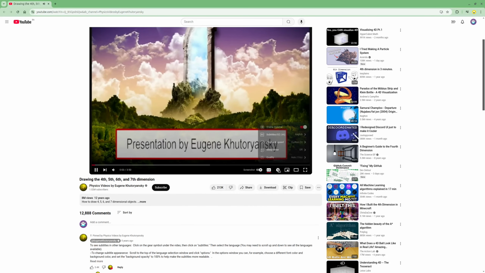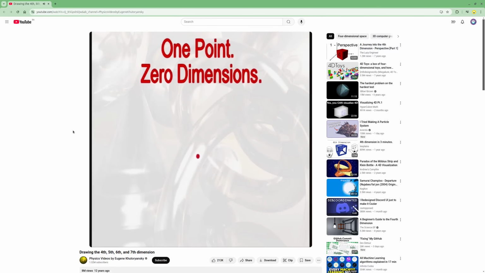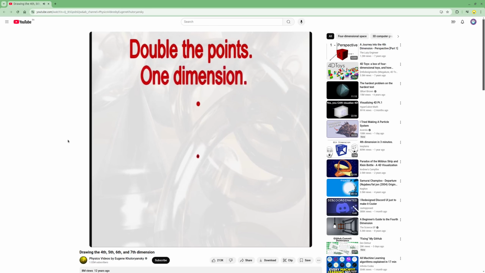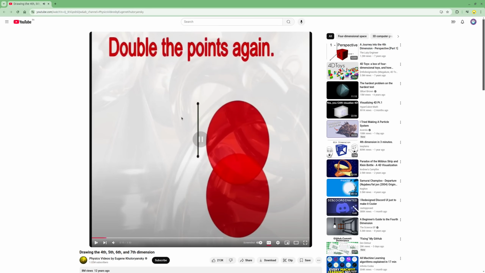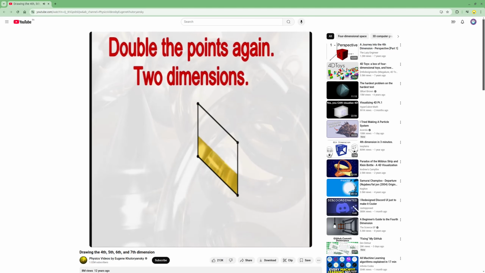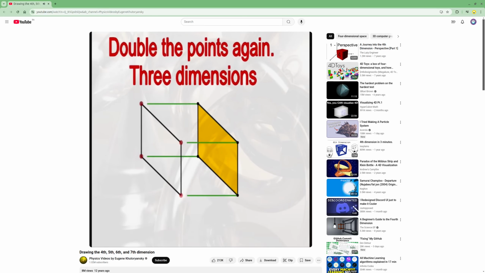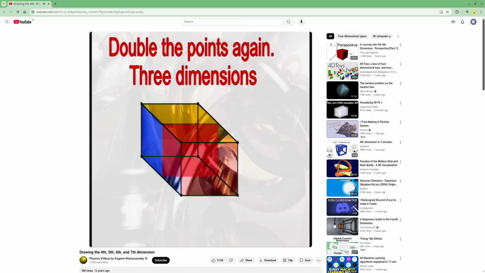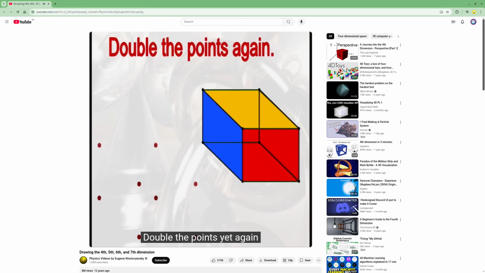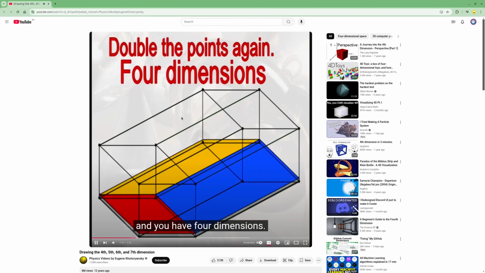And 7-dimensional objects. One point has 0 dimensions. Double the points, and you have 1 dimension. Double the points again, and you have 2 dimensions. Okay, interesting. Double the points again, and you have 3 dimensions. Nice. Okay, what now? Double the points yet again, and you have 4 dimensions.